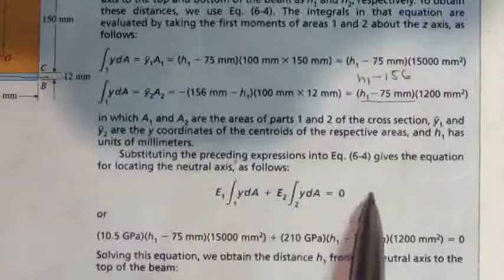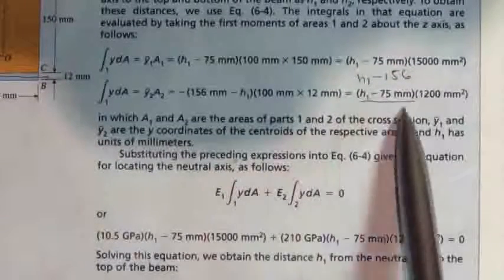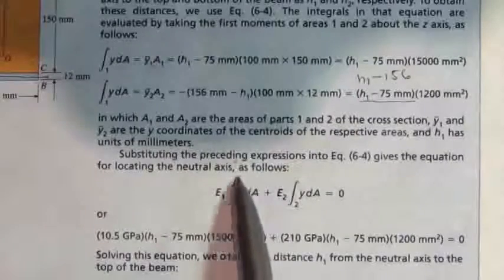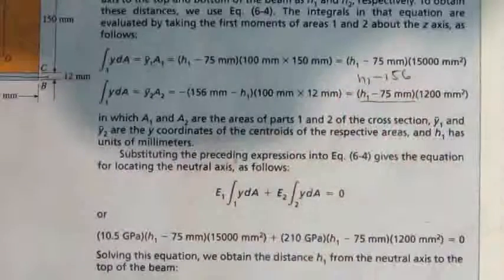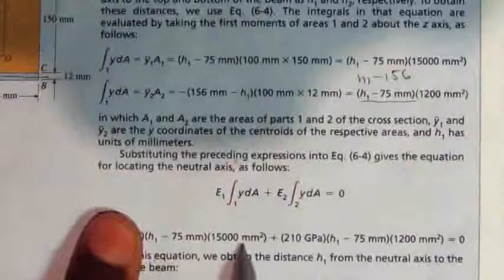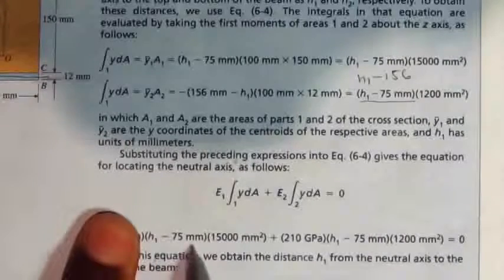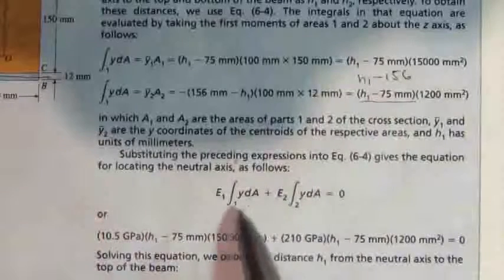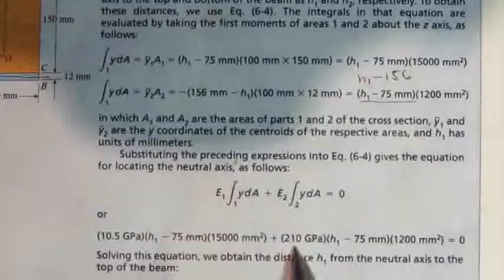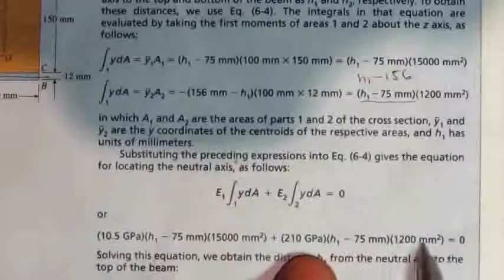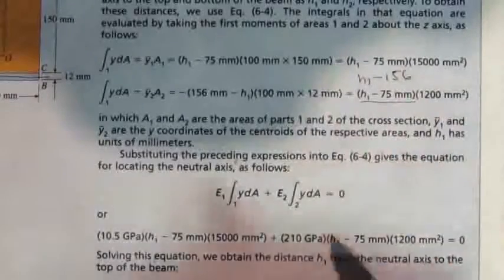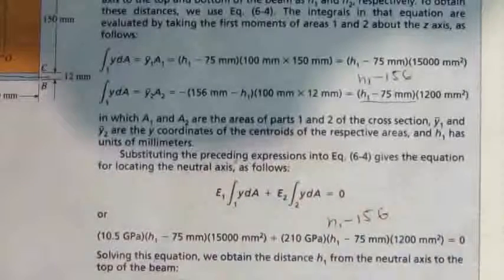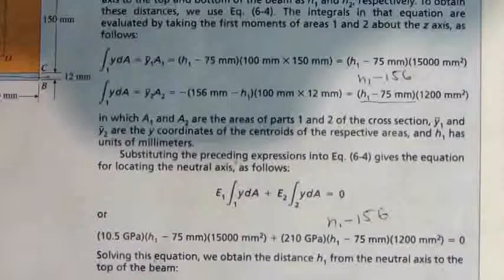Okay, so that's the expression that we're going to use to determine our h1 and h2. So essentially, we're just going to replace this integral here with that expression there, and you'll see there that is h1 minus 75 multiplied by 1500, which is what we have there. And on this part here, the E1 and the E2 are already given, the modulus of elasticity, and then from this part here you also replace with that one. In my case, I will replace this with h1 minus 156. Okay, solving this equation, we obtain the distance h1 from the neutral axis to the top of the beam.